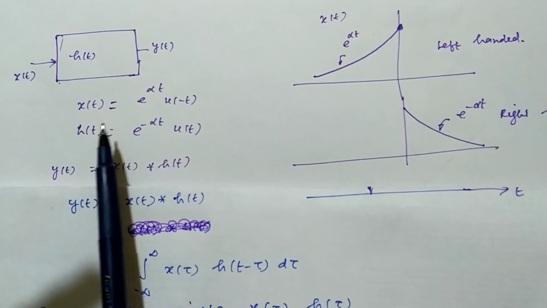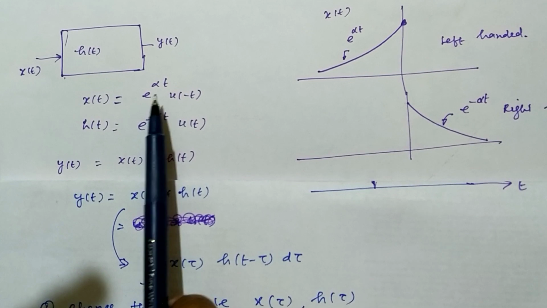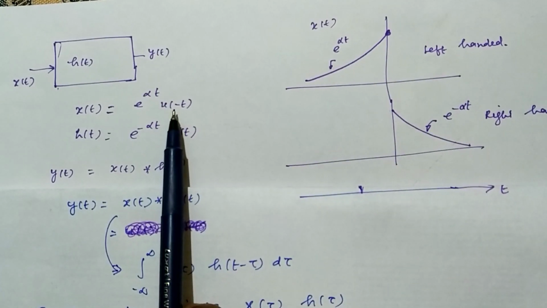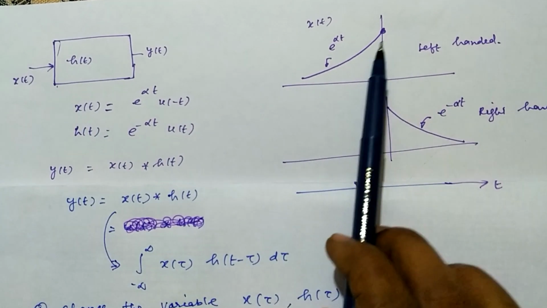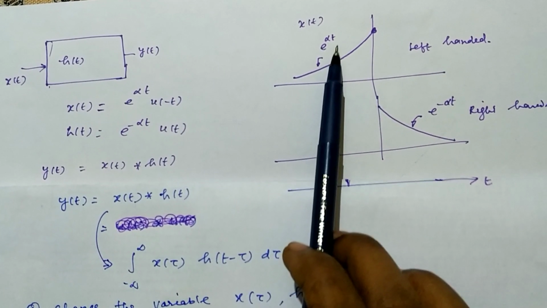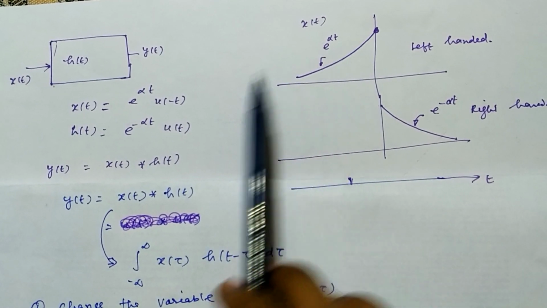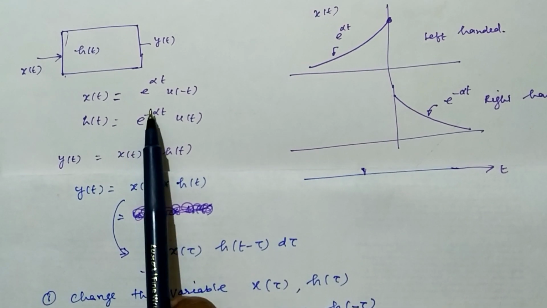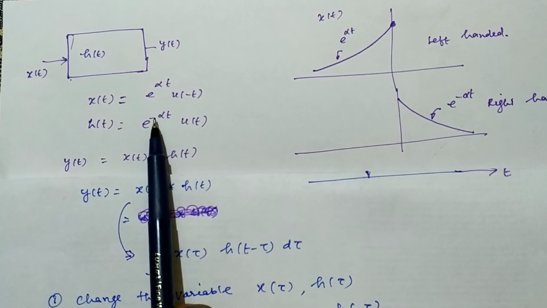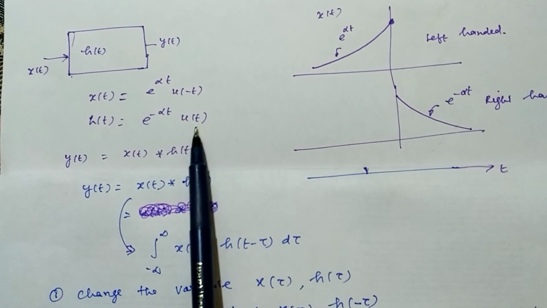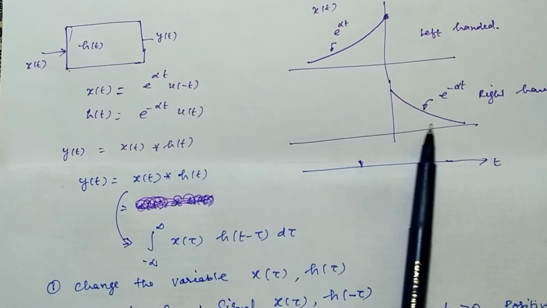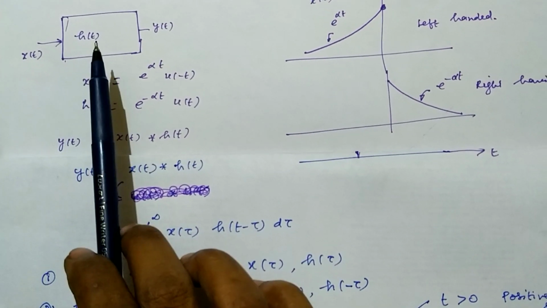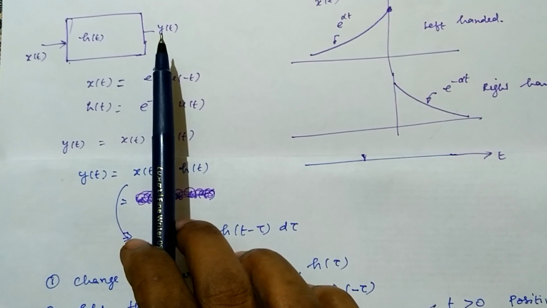So here x of t is given as an exponential increasing function, which is present on the left hand side, u of minus t. So e power alpha t is an exponential increasing function, and the impulse response h of t is denoted by an exponential decaying function. The minus denotes a decaying function, which is present on the positive side. So the input is x of t and the impulse response is h of t. What will be the output of the system?